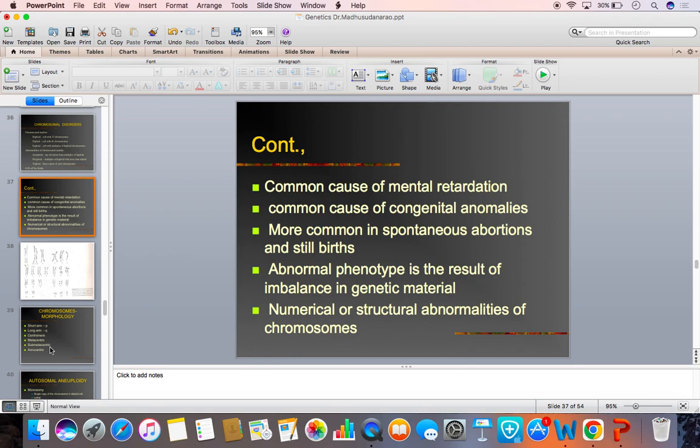Okay. Aneuploid is the deviation of the number of chromosomes other than haploid or diploid. Any deviation from the normal diploid pattern. Polyploid is the multiples of haploid other than diploid. Okay. These abnormal chromosomal anomalies are the most common cause of mental retardation. They present with different phenotypes due to the imbalance or excess of genetic material.